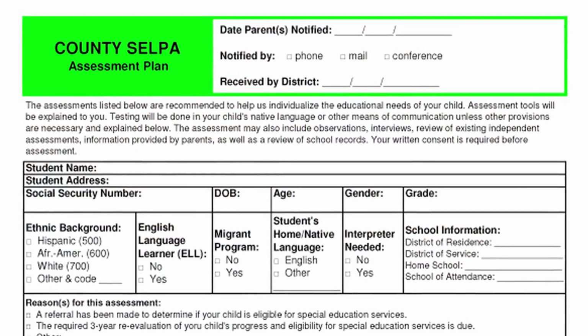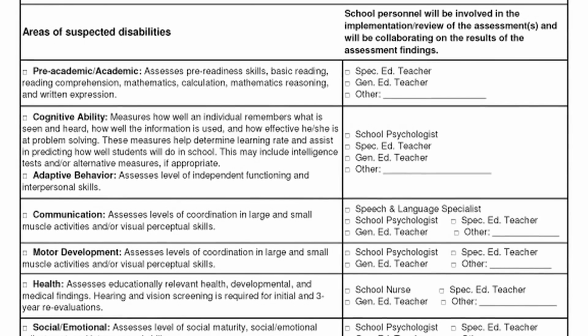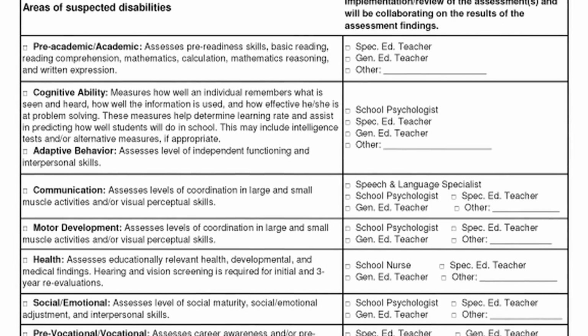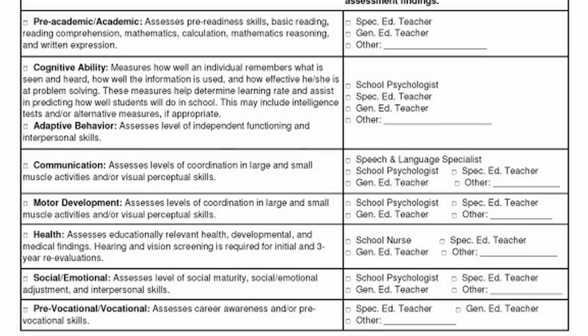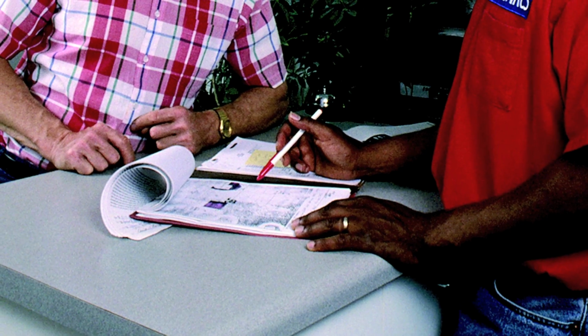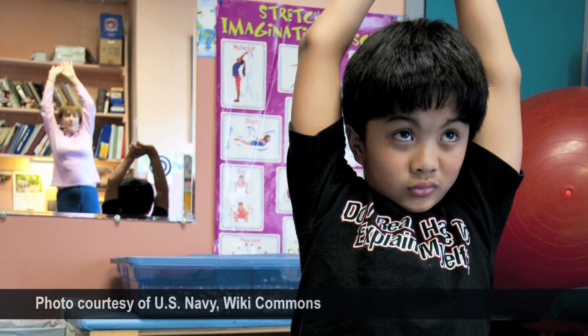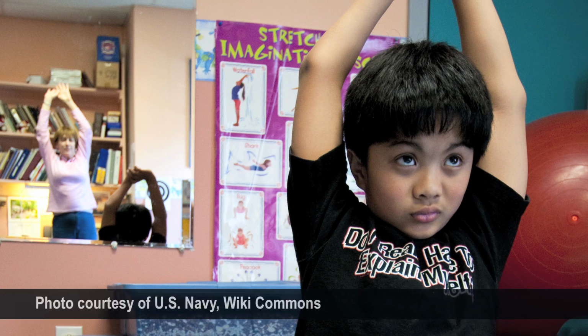When you review this plan, you'll notice a variety of tests that address cognition, academics, communication, motor development, physical health, social-emotional development, and pre-vocational needs. There will also be a category for other assessments, which are meant to address your child's need for occupational therapy, physical therapy, and/or behavior support. If this is an initial assessment, the plan will be comprehensive, meaning that everything will be assessed.